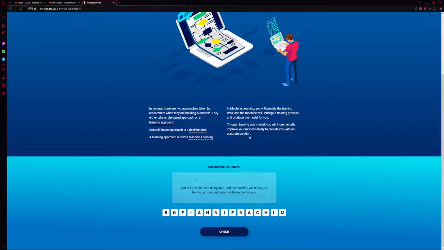In machine learning, you will provide training data and the machine will undergo a training process and produce the model for you. Through training your model, you will incrementally improve your model's ability to provide you with an accurate solution. Unscramble the letters. You provide the training data and machine learning will undergo a process and produce the model for you. So machine learning is what we need to put in there.